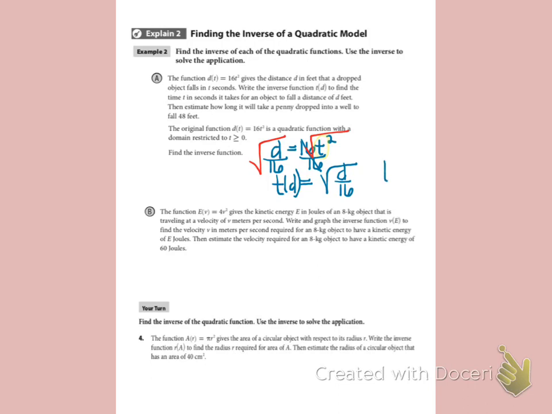So we want to know the time when the distance is 48, and that just means we're going to plug 48 in for d and find that value. So that really means we're taking the square root of 48 divided by 16, which is 3, and the square root of 3 is approximately 1.7. And remember, we're talking about time here, and in this case it was given in seconds. So it's 1.7 seconds for that penny to fall the 48 feet into a well.